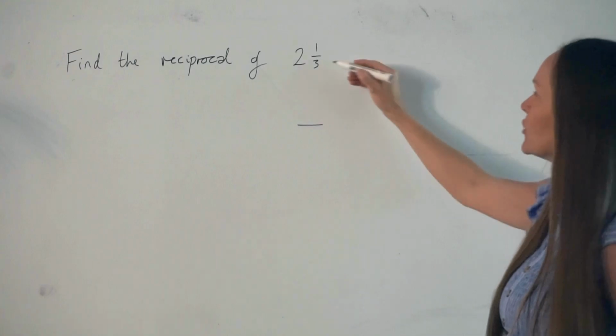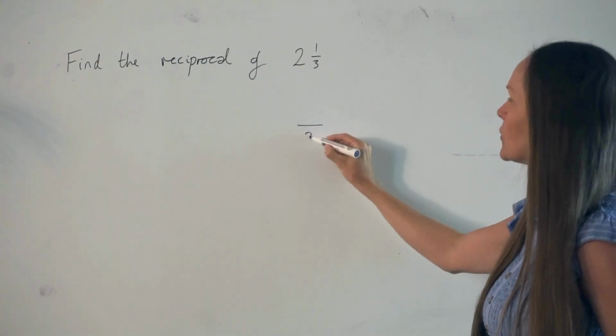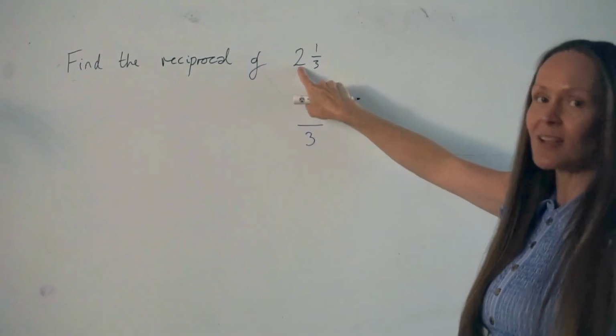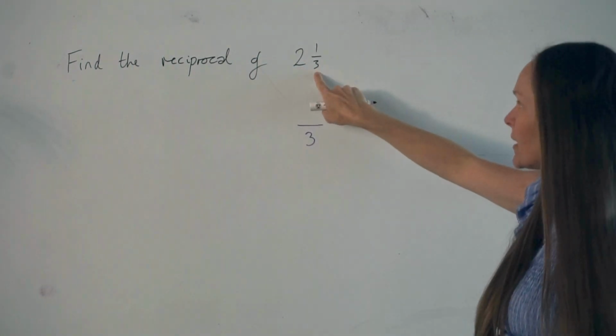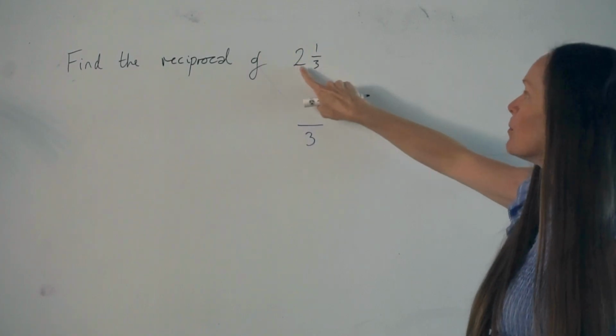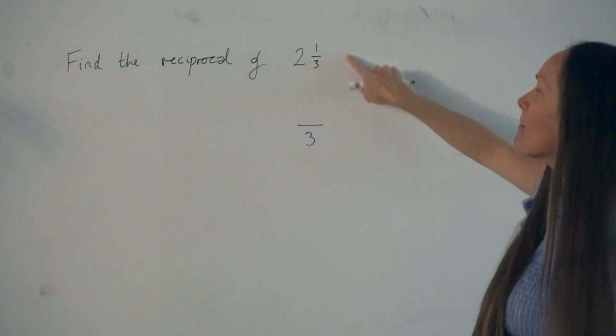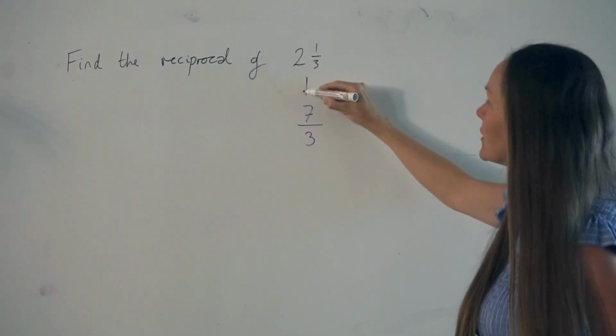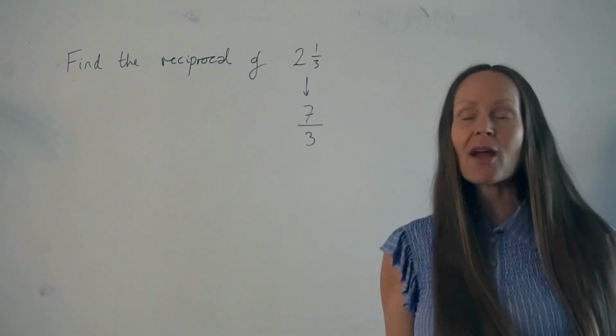So when you do that, the denominator always stays the same, so the denominator is still 3. And to find the numerator, you take this number here, you multiply it by the denominator, and then you add the numerator, okay? So 2 multiplied by 3 is 6, plus 1 is 7. Okay, so now we have written our mixed number as an improper fraction.